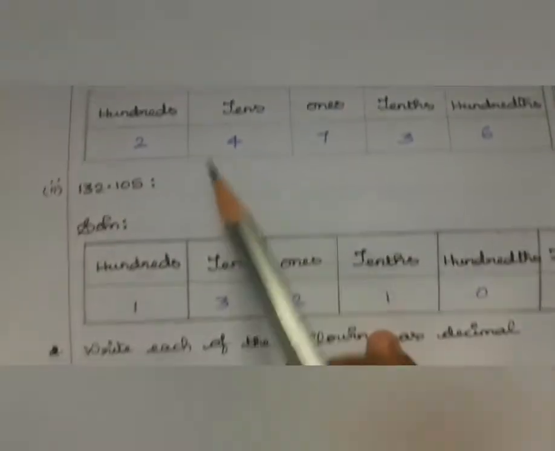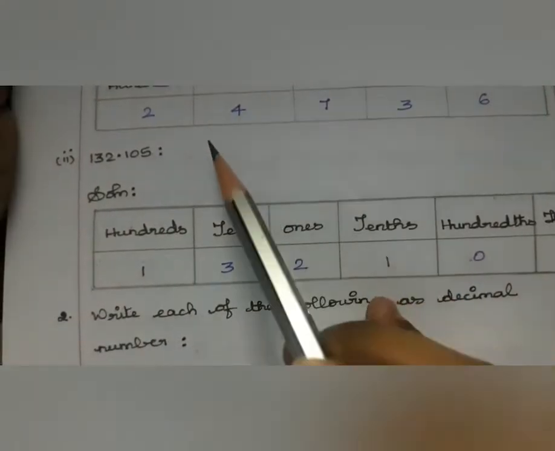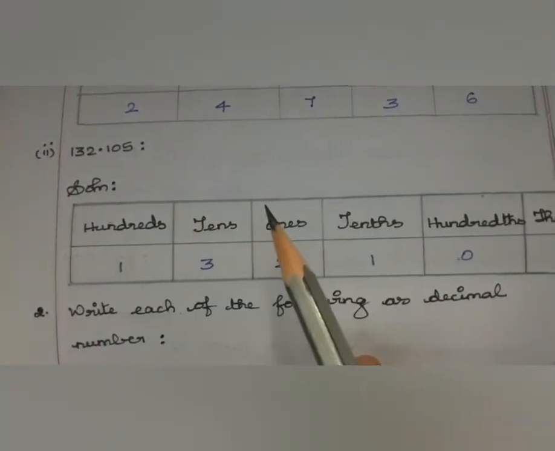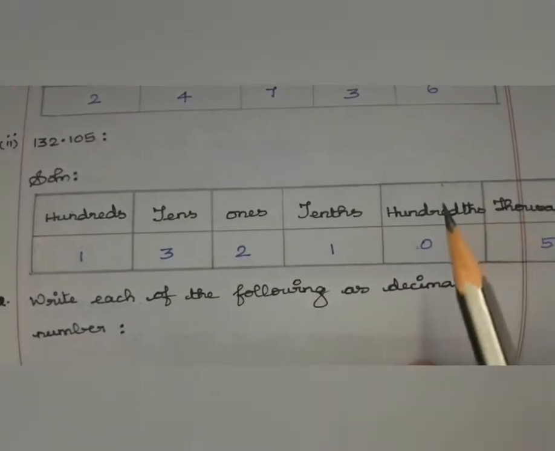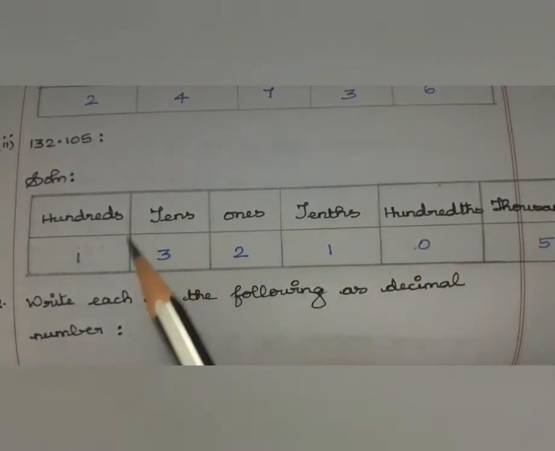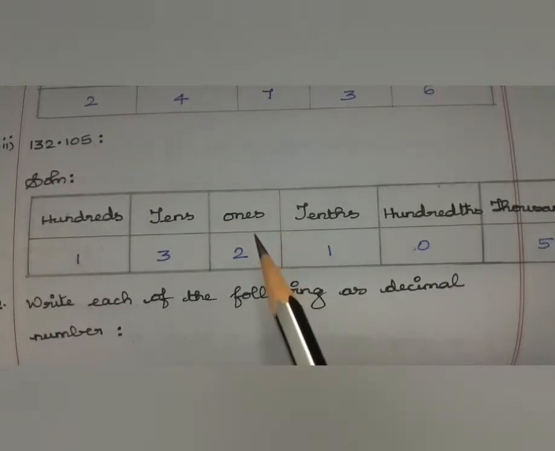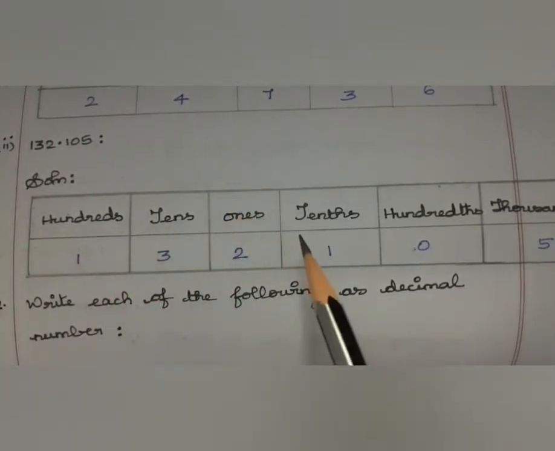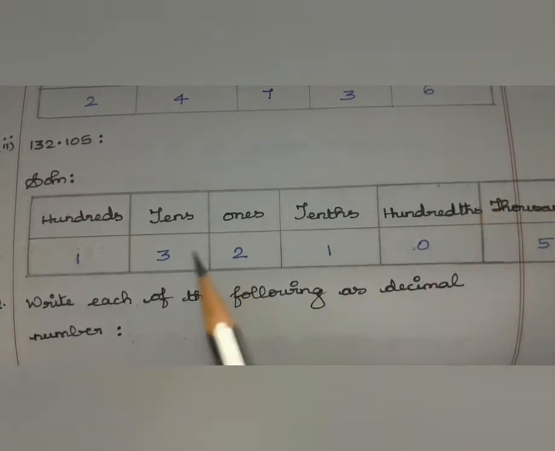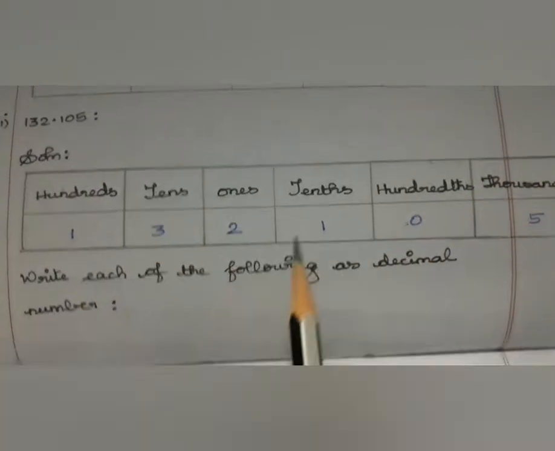Okay, second question, 132.105. Again here 6 digits, so we are going with 6 blocks, and with the decimal point, start before the point with ones, tens, hundreds, and the next part with tenths, hundredths and thousandths. So fill the digits, you'll be clear.